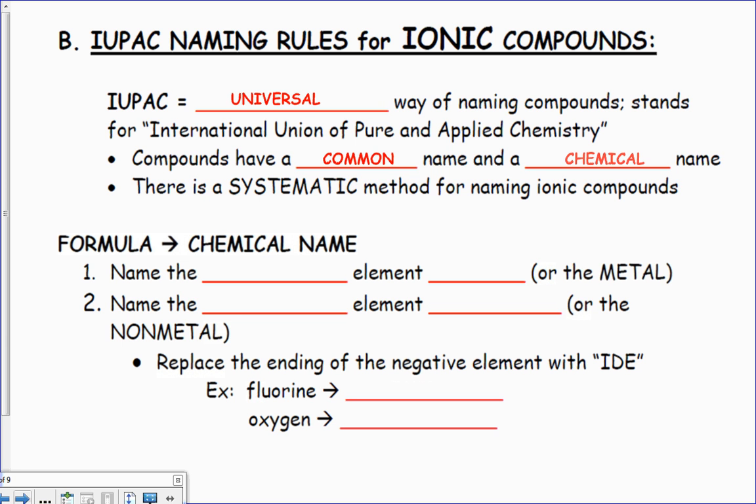So, first off, all compounds have what we call a common name and a chemical name. Salt's a good one. We call table salt on our French fries salt, but its actual chemical name is sodium chloride. Okay, so it has a chemical name and it also has a common name. We call it salt. It is a particular kind of salt. Salt's actually a generic term, much like how Kleenex has become a generic term.